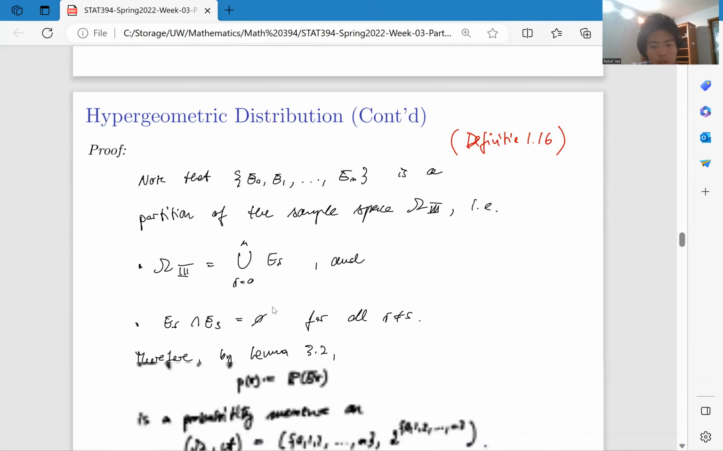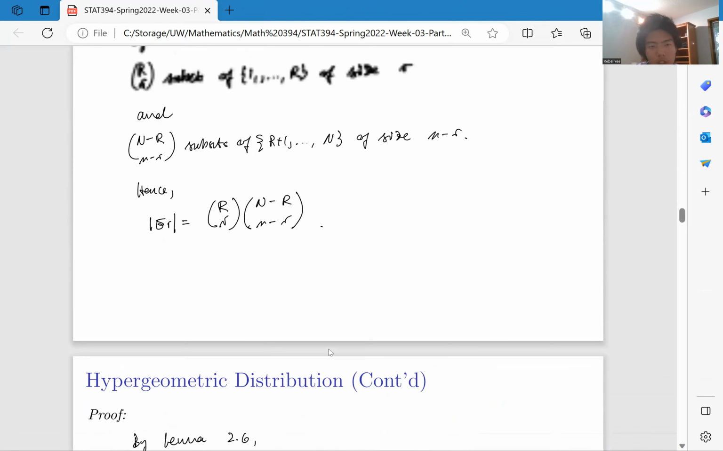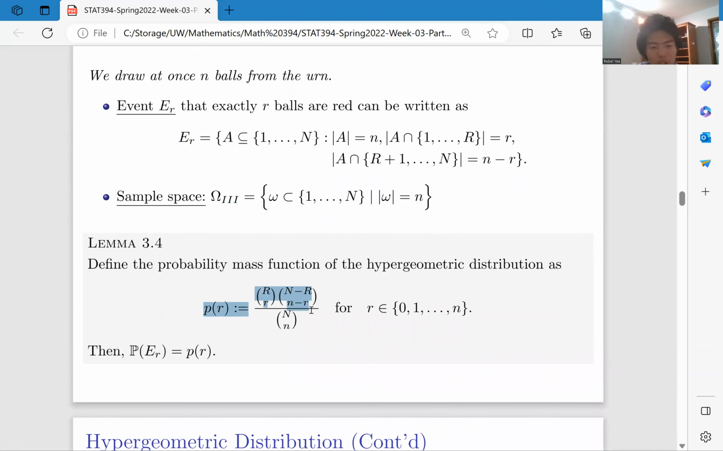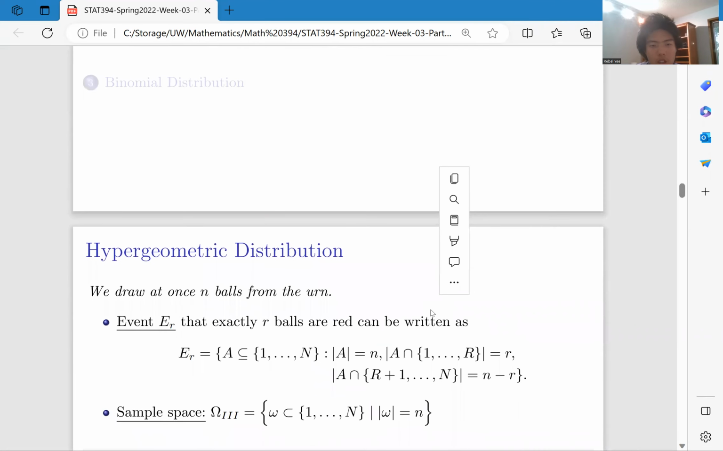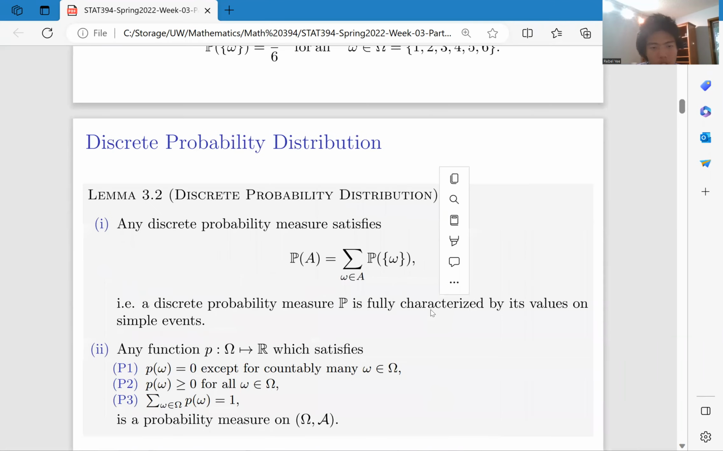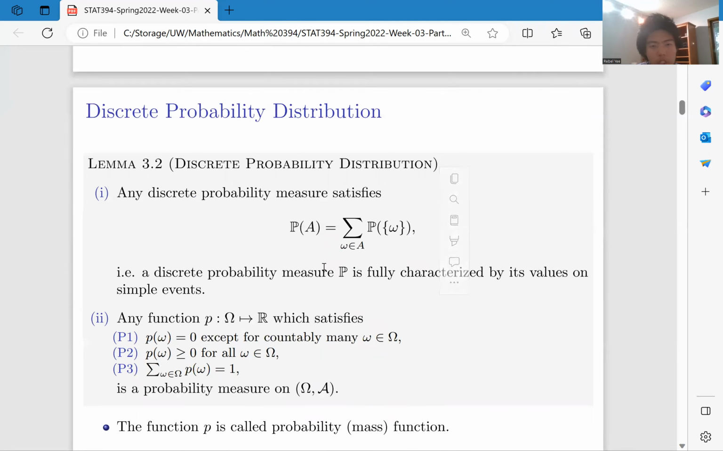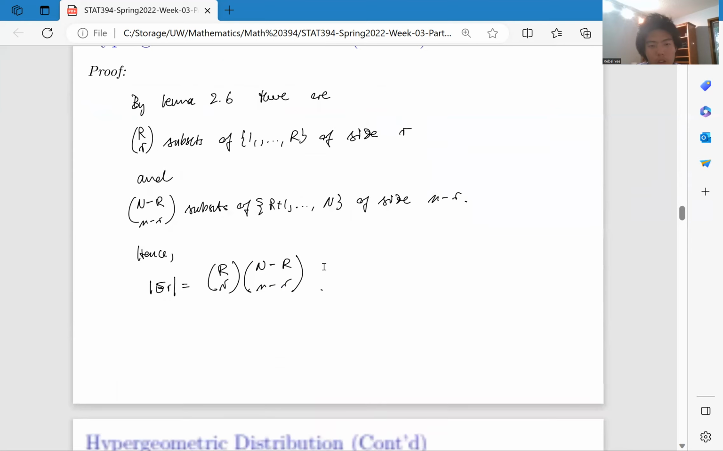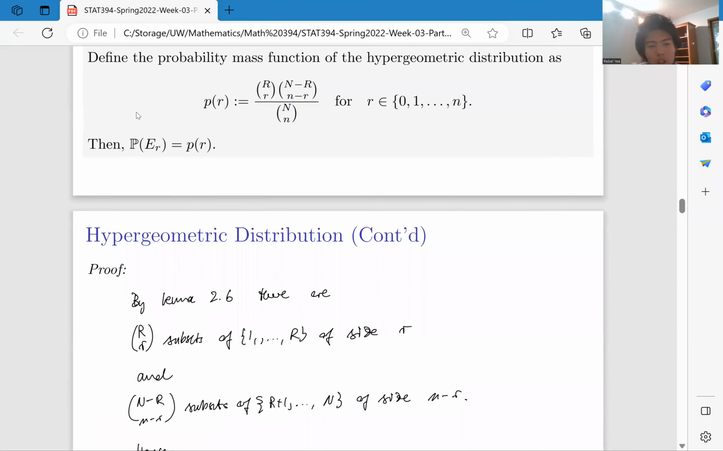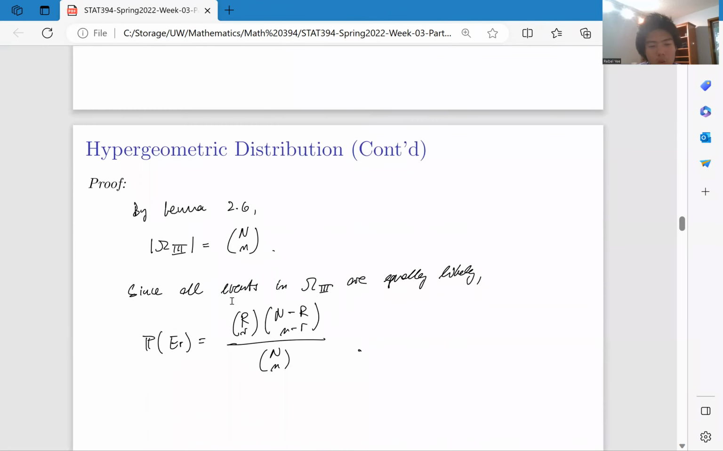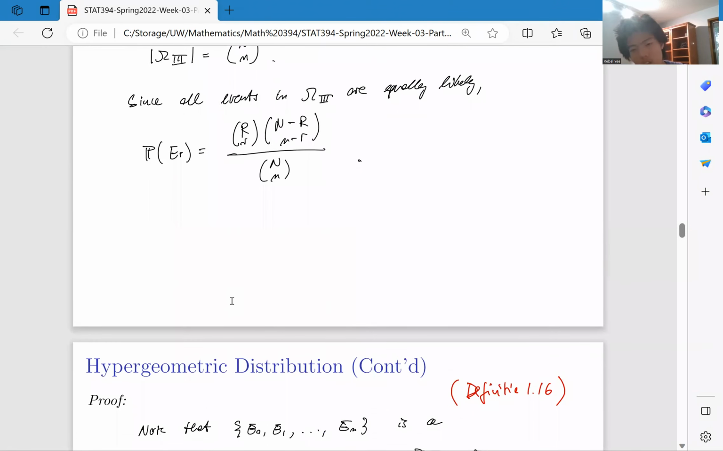Also for the next part, this is already solved. Here, we already know the probability mass function is in that shape for any R in the range of 0 to N, if it's an integer, but we have not proved that it is a discrete probability distribution. So there's one more thing we want to prove. We want to prove that if we sum all of the PER together, the answer is 1. If we can prove that, definitely we know it is a distribution instead of any type of probability measure.